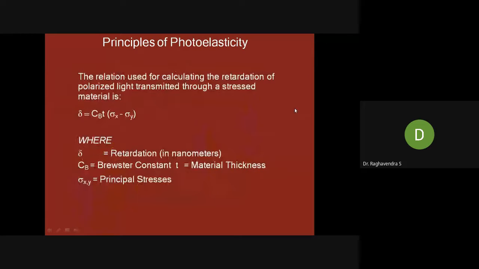The relation used for calculating the retardation of polarized light transmitted through a stressed material is this formula. Sigma x or sigma 1, or sometimes we call it sigma x and sigma y because the x and y directions are there. Delta is the retardation, it's a constant of the material. T is the thickness of the material. X and Y are the principal stresses, sigma 1 and sigma 2.